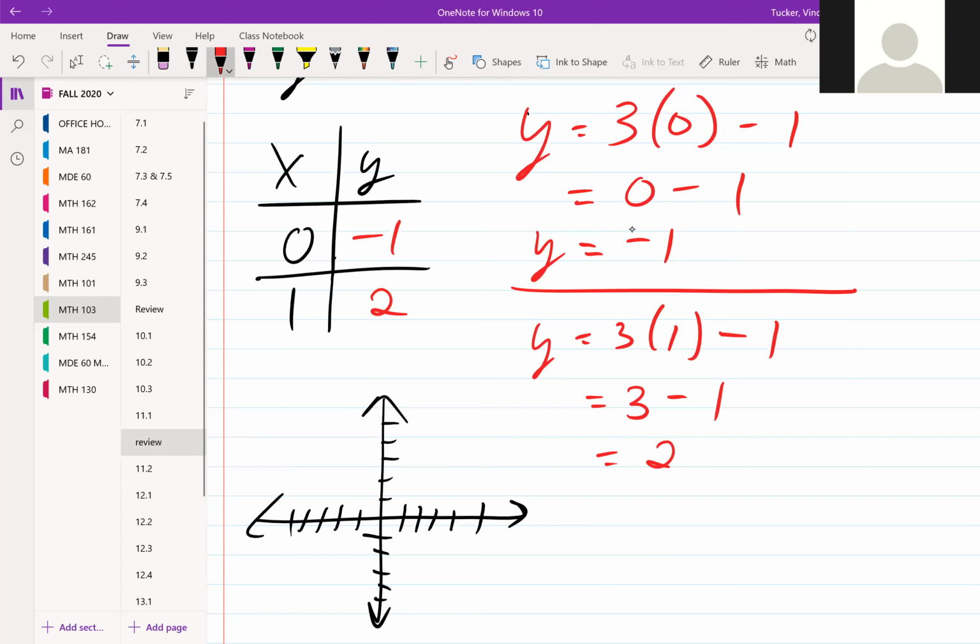And then you said the second one was 1, 2. So 0, -1 is down here. Then to the right, 1 up 2 right here. Okay. Oh, it worked. Oh, right, that's crazy.